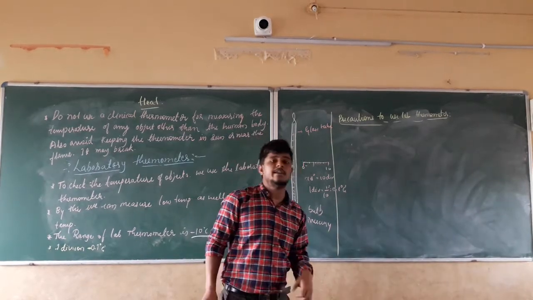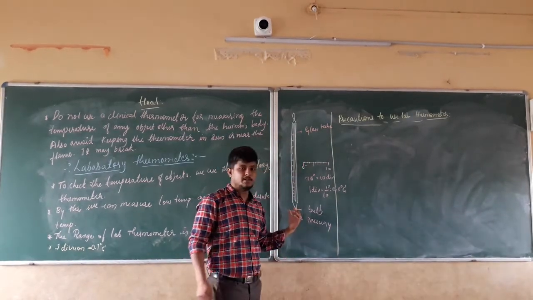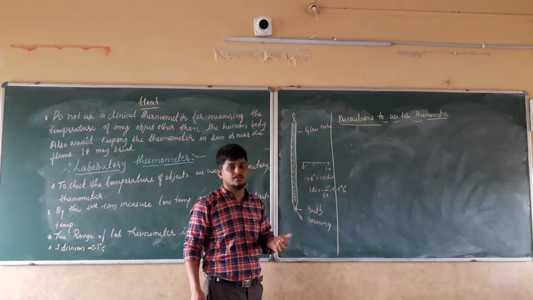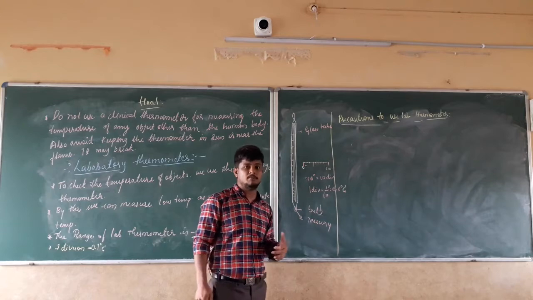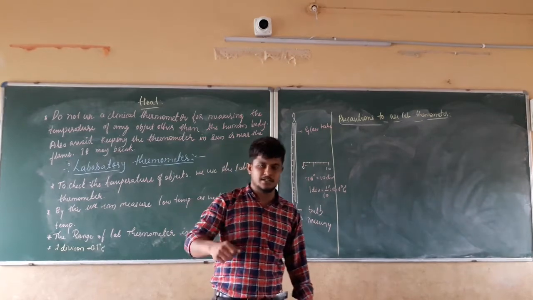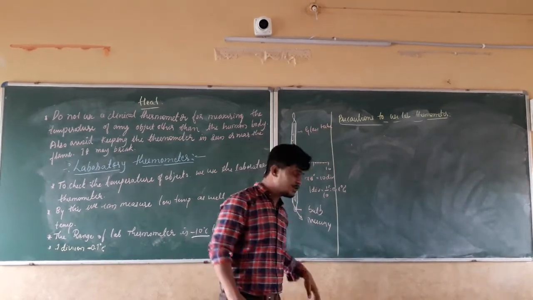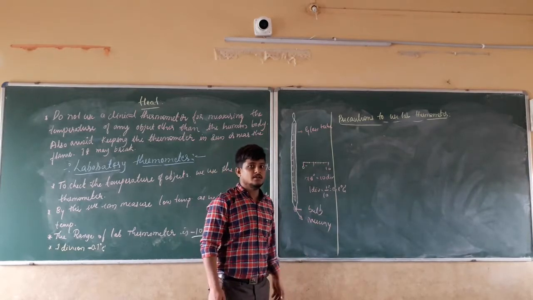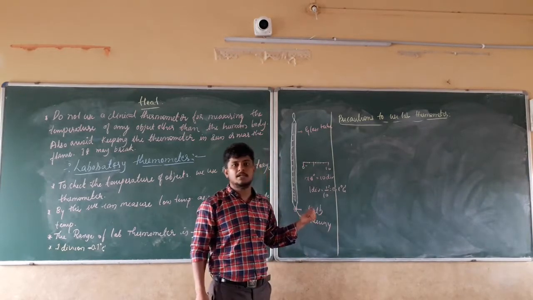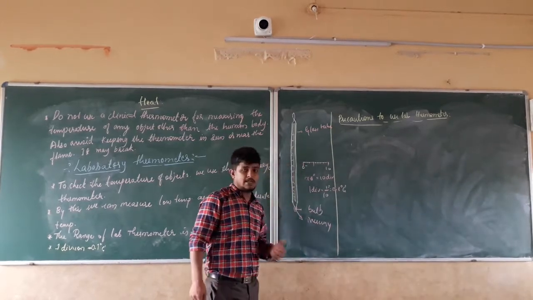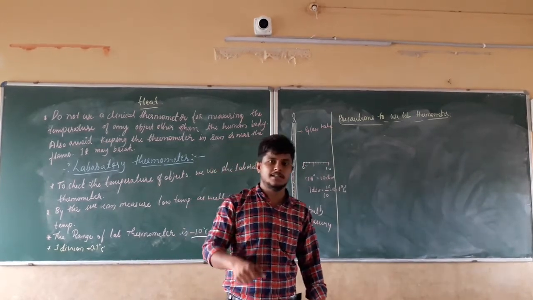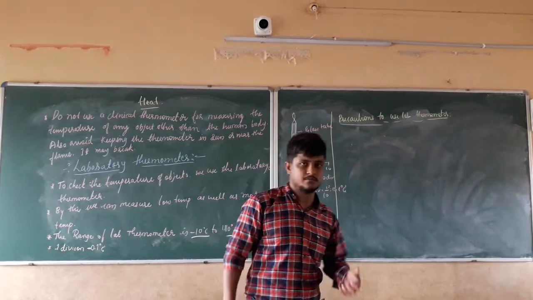Then there is no need to jerk it, because automatically it is going to set at minus 10 degrees Celsius, at the room temperature. (In the clinical thermometer, you have to jerk it.) So next, what do we have to do? We should not hold the bulb of the laboratory thermometer. All the precautions which are present for the clinical thermometer should be taken here also.